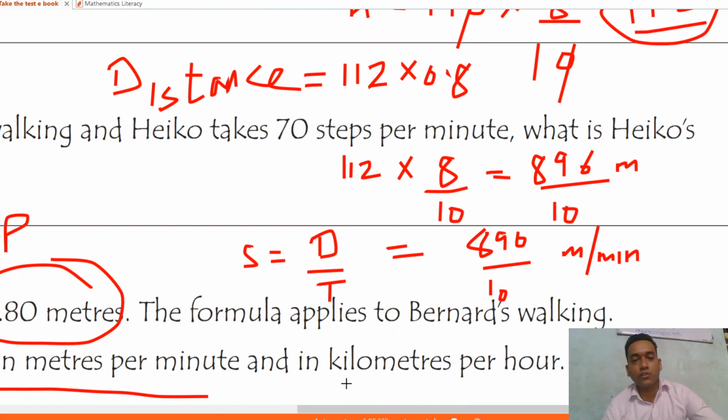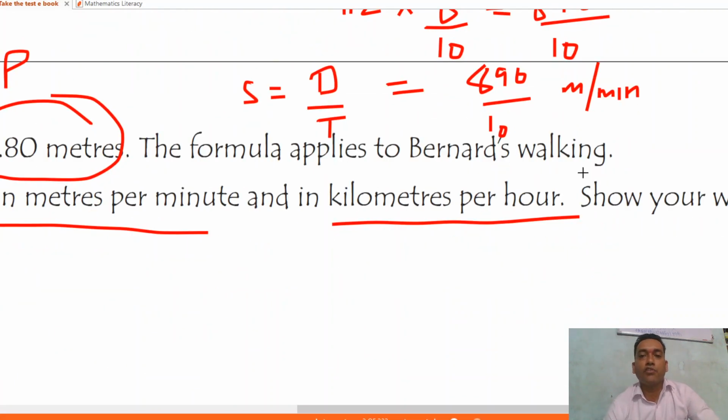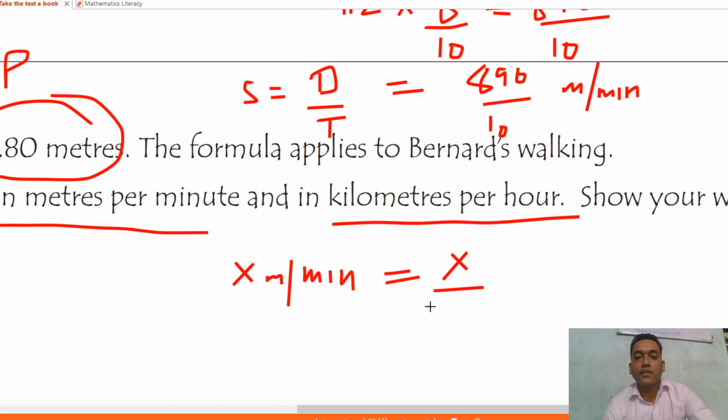The question also says find the speed in kilometer per hour. There is a simple way to convert the speed from meter per minute to kilometers per hour. First of all, I'll tell you the shortcut method, then I'll explain how it comes. Let us say you have x meter per minute and you want to convert it into kilometer per hour. There are two ways. First way is divide x by 16.67, so it will be converted into kilometer per hour.